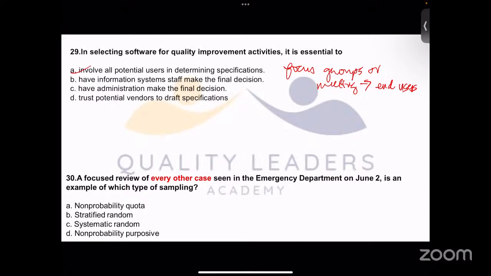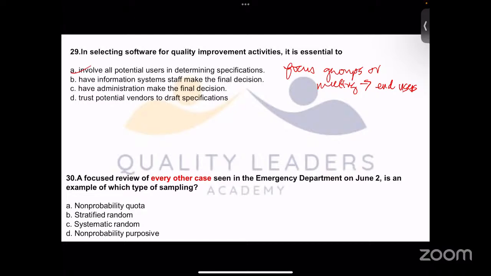Okay, number 30. A focused review of every other case seen in the emergency department on June 2 is an example of which type of sampling? Letter A, non-probability quota. B, stratified random. C, systematic random. D, non-probability purposive. What's the answer?